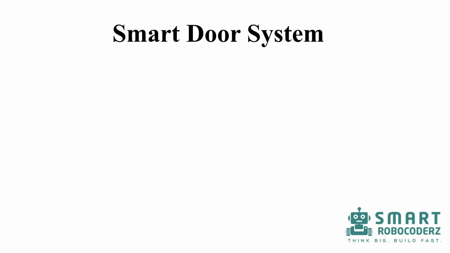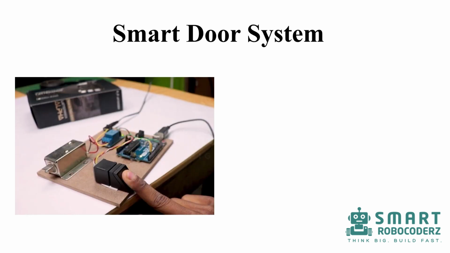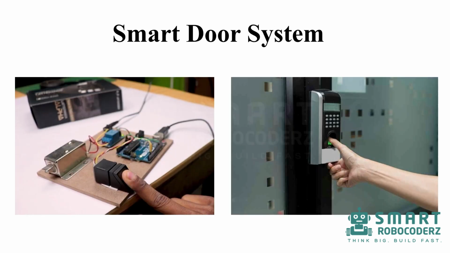Smart door system: door opening using fingerprint. This system uses Arduino to provide secure access control using biometric authentication. A fingerprint sensor is connected to the Arduino. The sensor stores authorized fingerprints in its memory. When a person places their finger on the sensor, Arduino checks whether it matches the stored data.